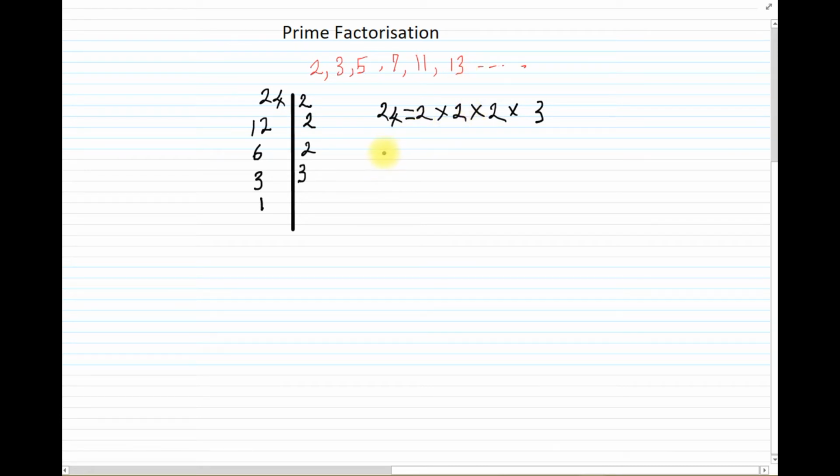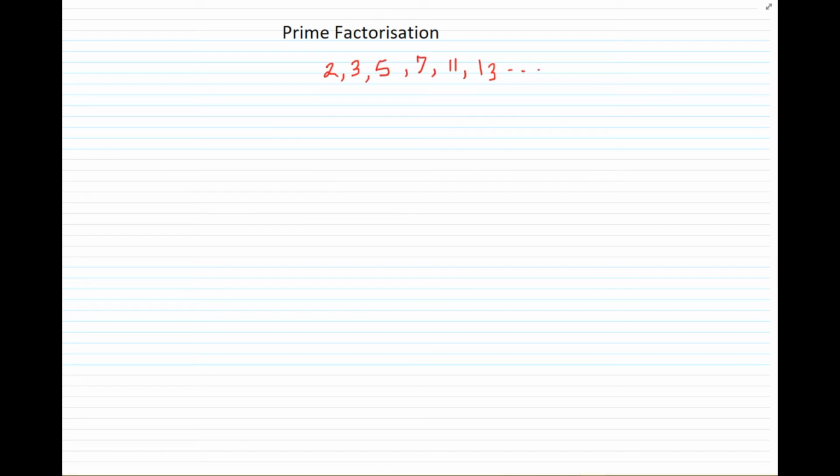It's always beneficial to be able to write this in index notation, which in this case 24 would be 2 to the power 3 times 3, which is 8 times 3, which is 24. Okay, we will do another example. For our second example, let's look at the number 36.